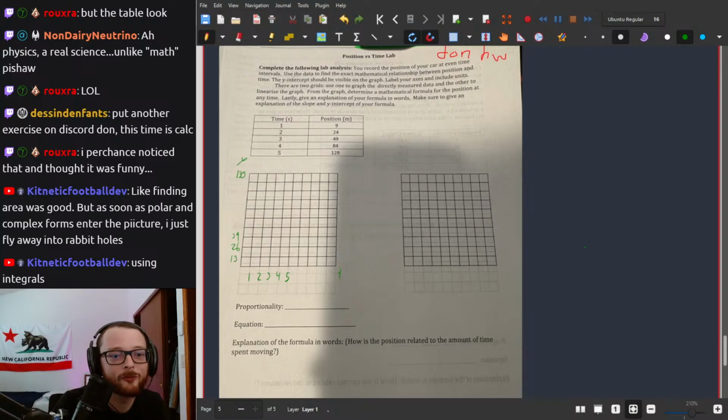Okay. First thing to graph is 1, 9. Guesstimating it to be right there. 2, 24. Guesstimating it to be right there. 3, 49. Don't know, right there. 4, 84? Ugh.